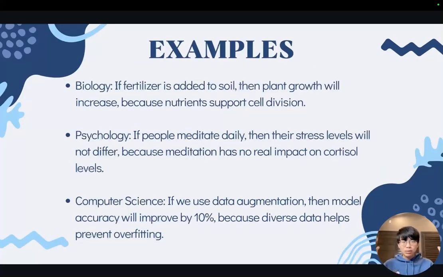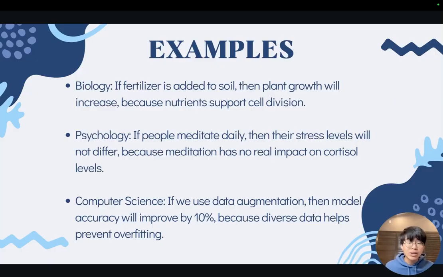Now, here are some examples. First one, biology. If fertilizer is added to the soil, then plant growth will increase because nutrients support cell division. This is an example of a directional hypothesis because plant growth will increase is what we're predicting, and it's in biology. Another one is psychology. If people meditate daily, their stress levels will not differ because meditation has no real impact on cortisol levels. Stress levels will not differ. This is a null hypothesis because we're predicting that something will not change.